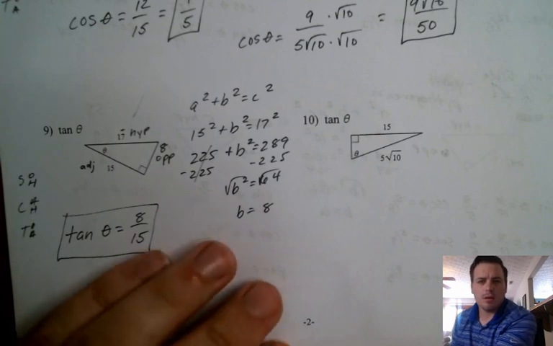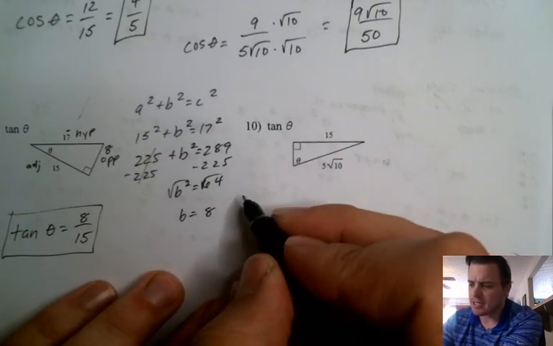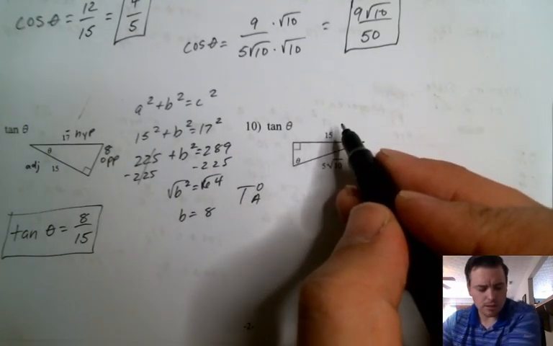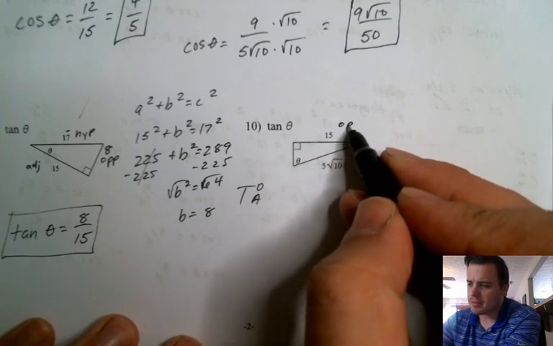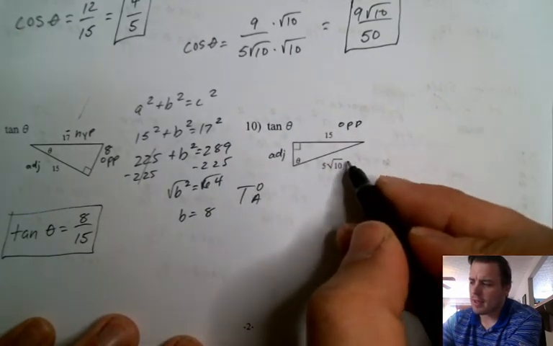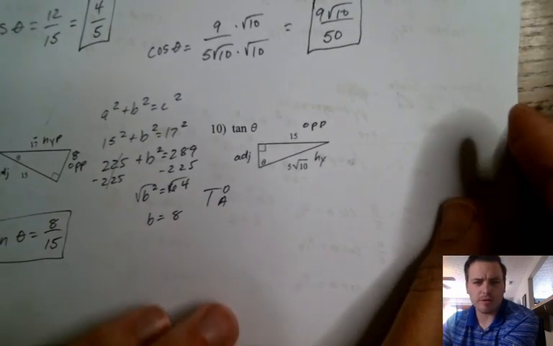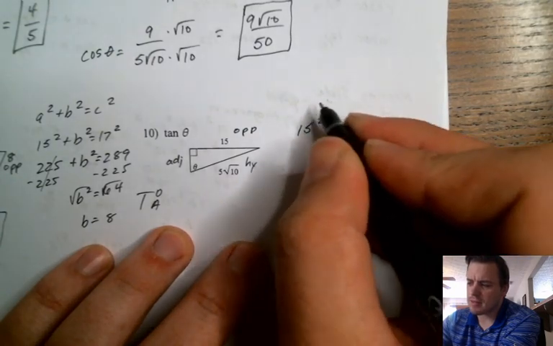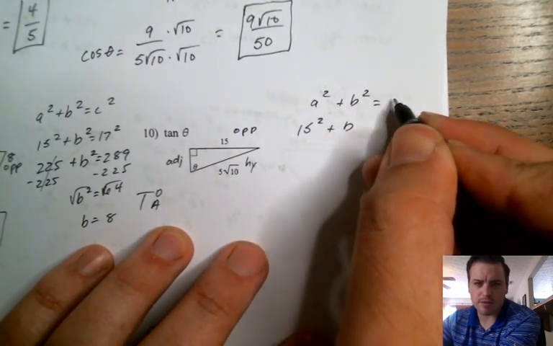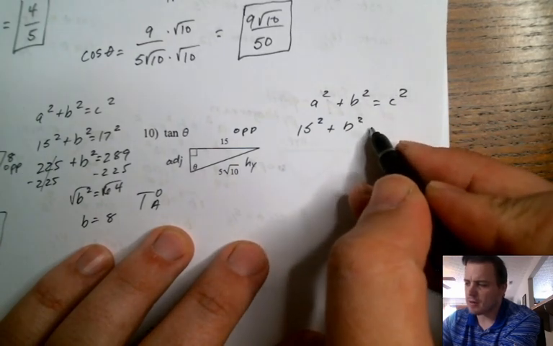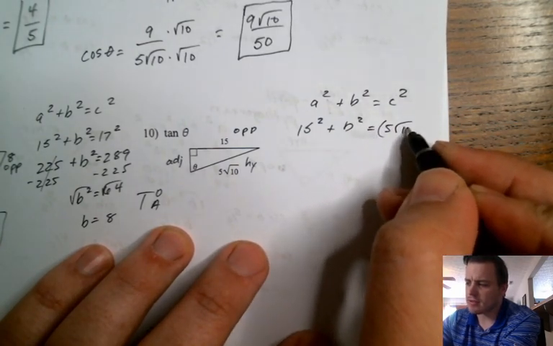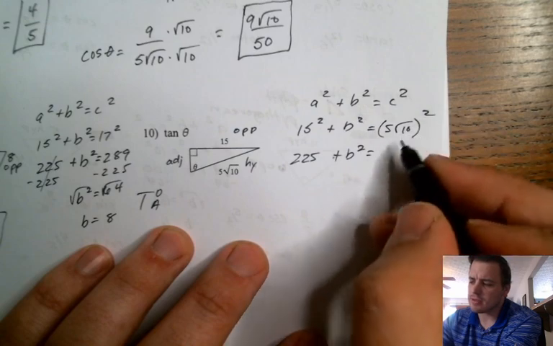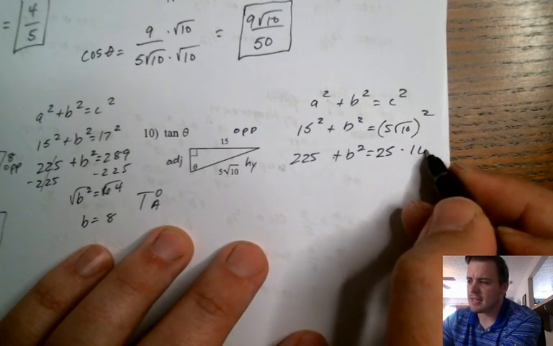Okay. Jumping over here, tangent. Again, tangent is TOA, opposite over adjacent, and then that would be hypotenuse. Now here, notice we need the adjacent, so we have to go find it. So 15 squared plus b squared equals c squared here. 15 squared plus b squared is equal to 5 radical 10 squared. That's 225 plus b squared is equal to 25 times 10.